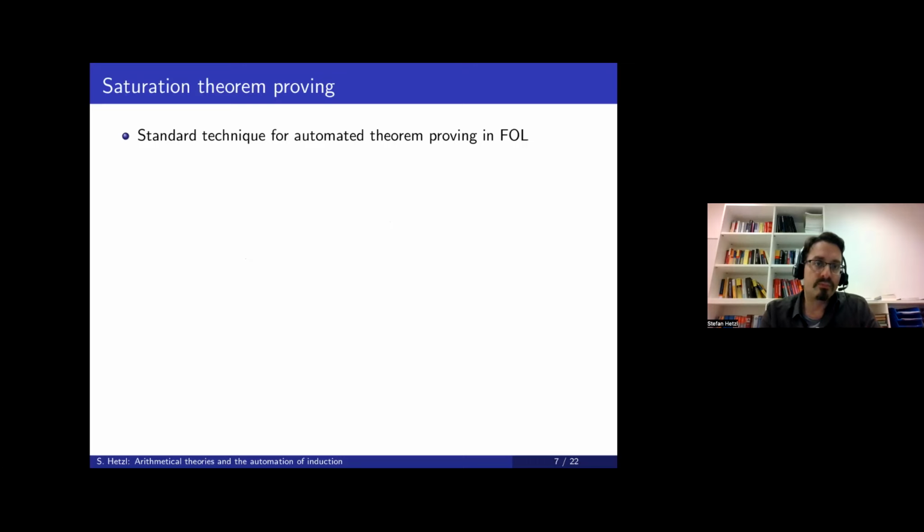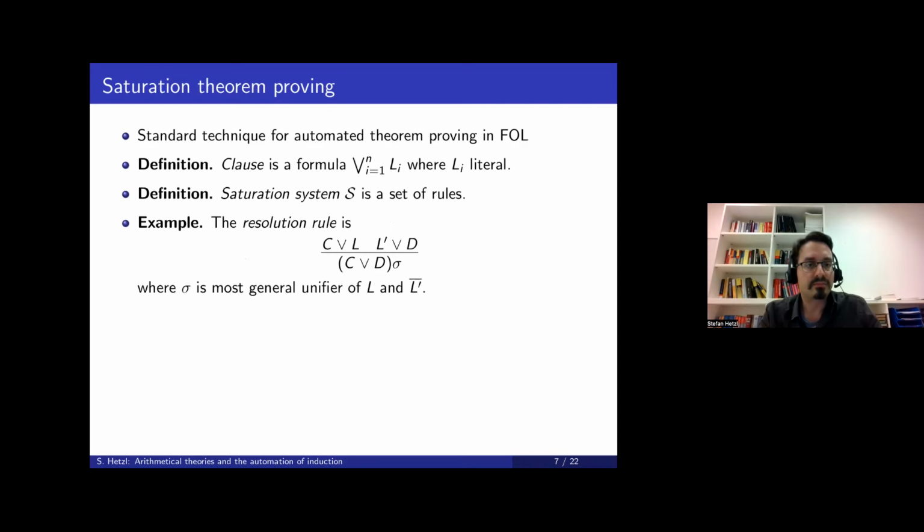Yes. So on the computer science side, we can look at the system that is based on, say, saturation theorem proving. This is a standard technique for automated theorem proving in pure first order logic. And it's based on clause logic. So a clause is just a disjunction of literals. So again, a disjunction of atomic formulas or negated atomic formulas. And a saturation system is a set of rules.